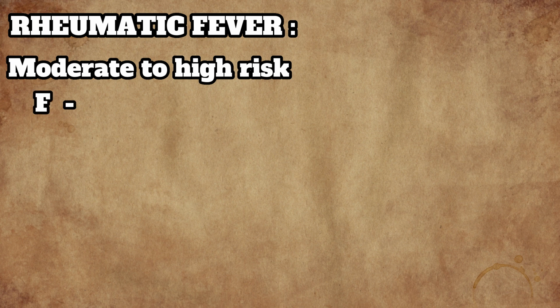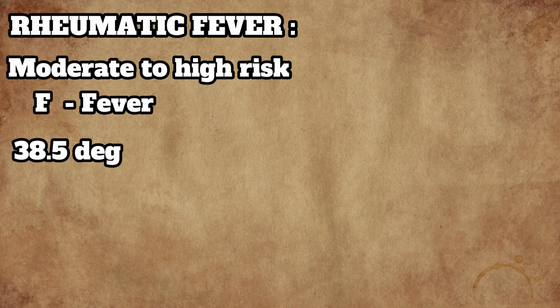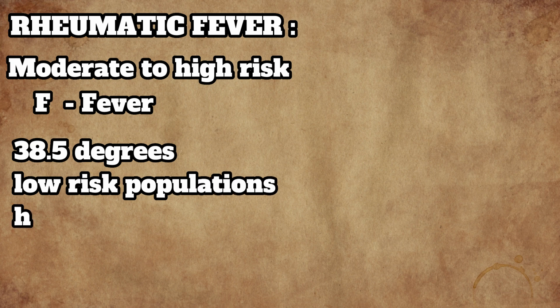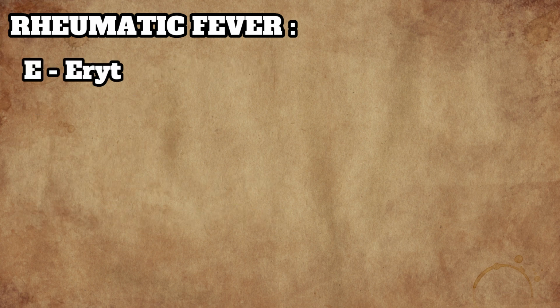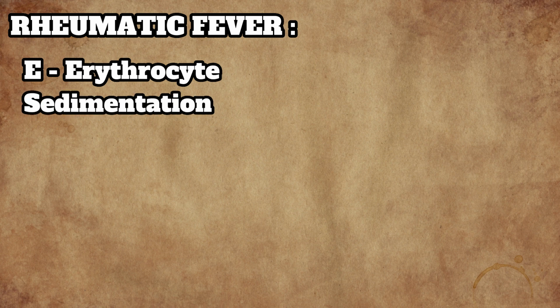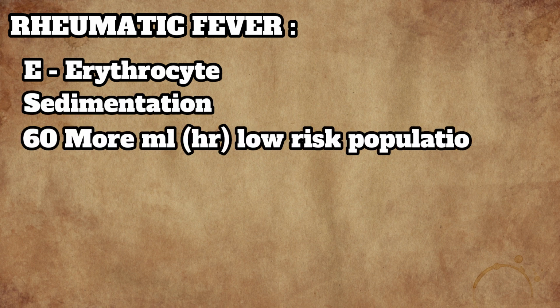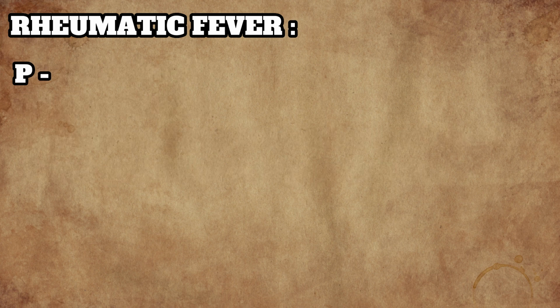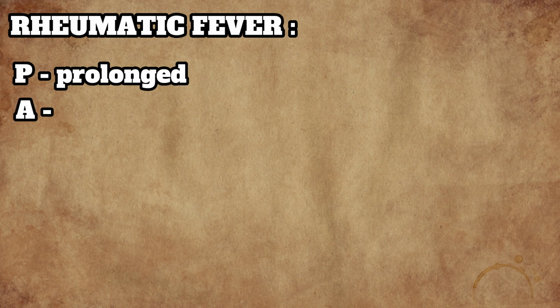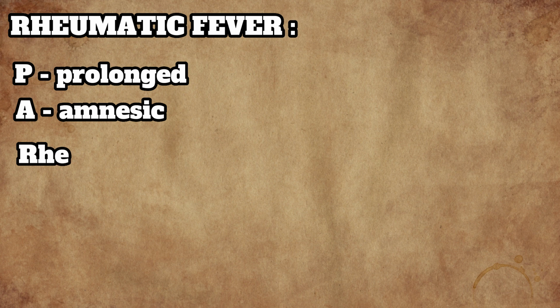The letter F stands for fever, 38.5 degrees is the cutoff for low-risk populations, and 38 is the cutoff for high-risk populations. E stands for increased erythrocyte sedimentation rate, which is 60 or more millimeters per hour in low-risk populations and 30 millimeters per hour in high-risk populations. P stands for prolonged PR interval, and A stands for anamnesis, which is denoted by a history suggestive of rheumatism.